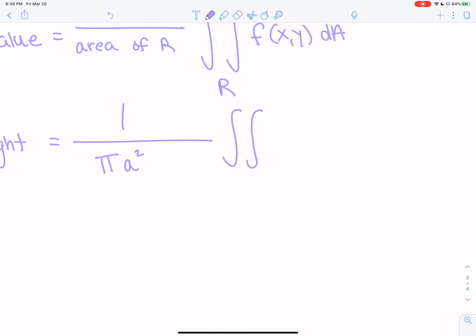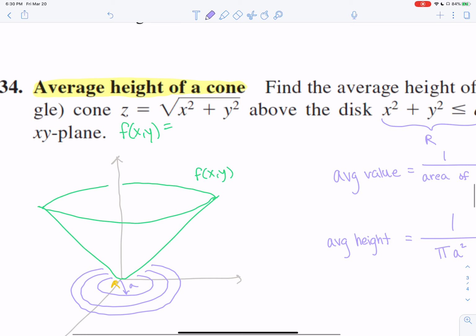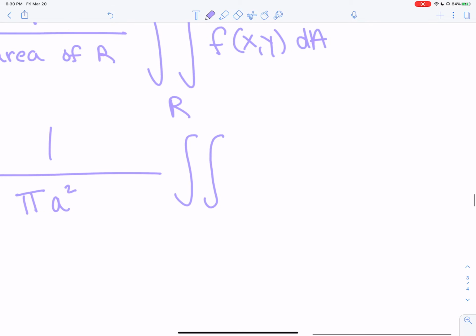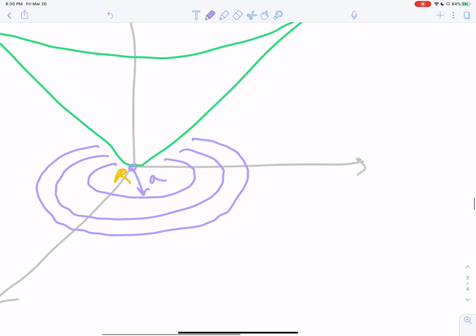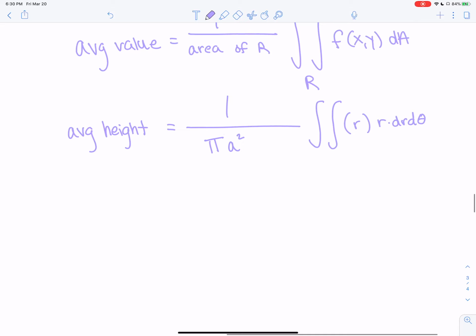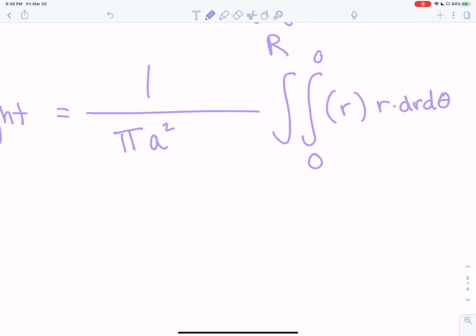of our function. And what is our function? The square root of x squared plus y squared. So x squared plus y squared in polar becomes r squared, and then we take the square root of that, which just becomes r. So here we have just r dr d theta, and then our bounds for the region, r will go from 0 to a, and then theta will go from 0 to 2 pi to get the entire region.